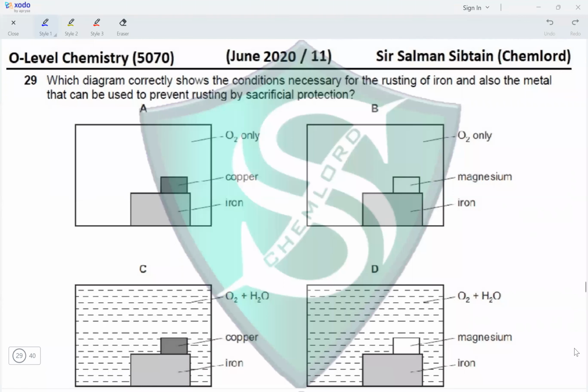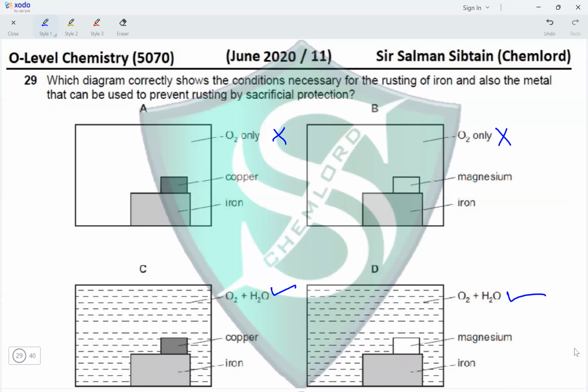Question 29. Which diagram correctly shows the conditions necessary for the rusting of iron and also the metal that can be used to prevent rusting by sacrificial protection? Okay, first of all, rusting of iron is because of oxygen and moisture in air. So options A and B only represent oxygen as the condition for rusting. This is not true. Oxygen along with water vapor is the necessary condition for rusting. So options C and D remain, A and B have been eliminated.